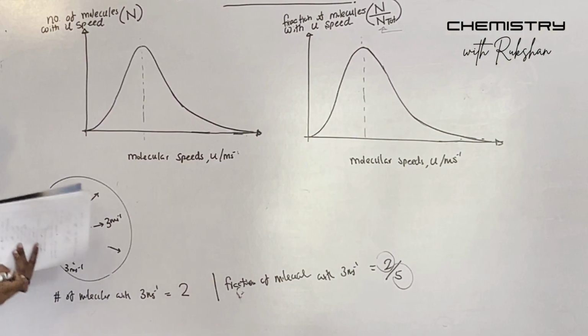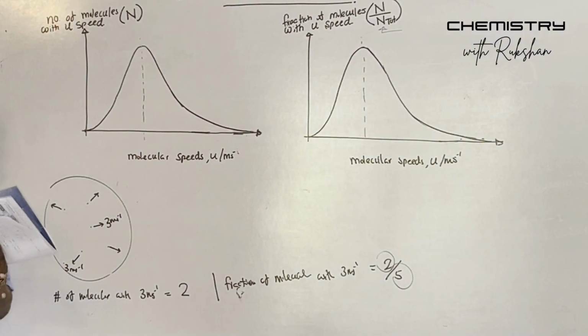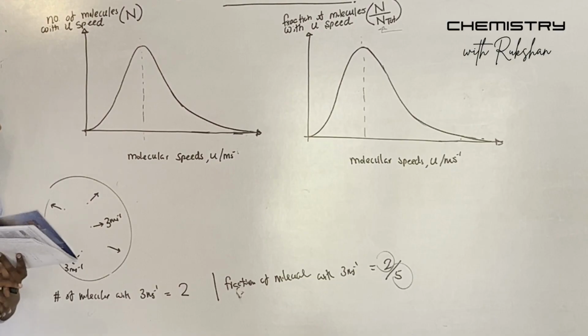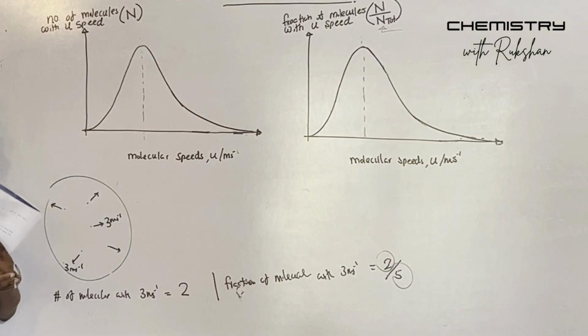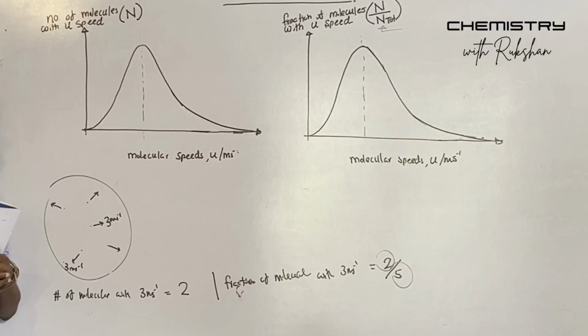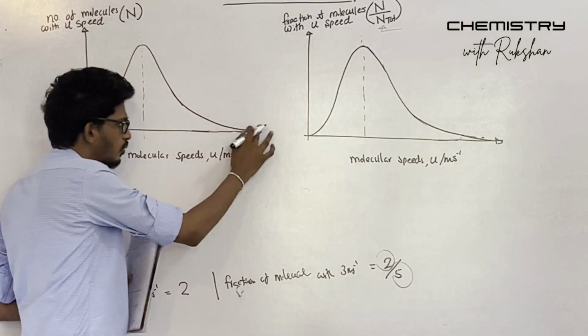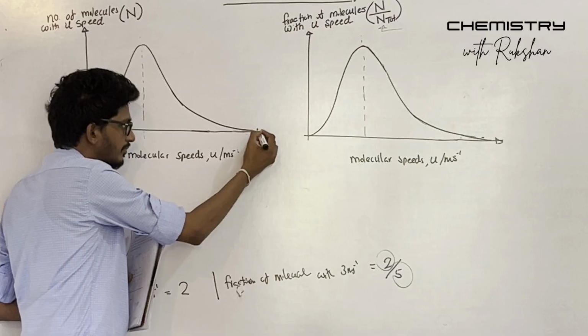These are the Maxwell-Boltzmann distribution curves for gas systems. One has the number of molecules as the y-axis, and one has the fraction of molecules as the y-axis. Both are the same, no big difference, because the shapes are the same.